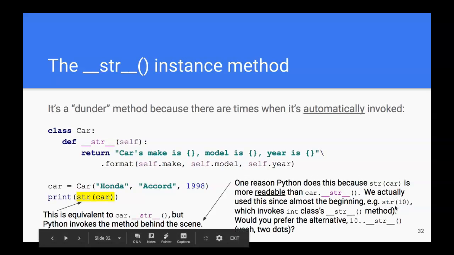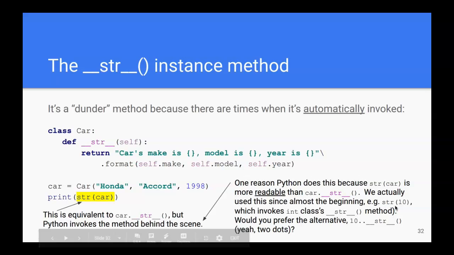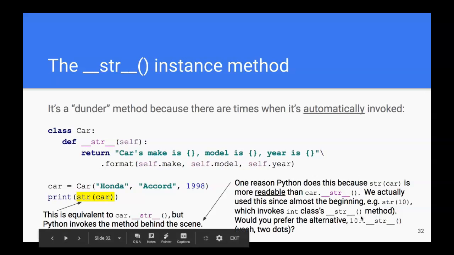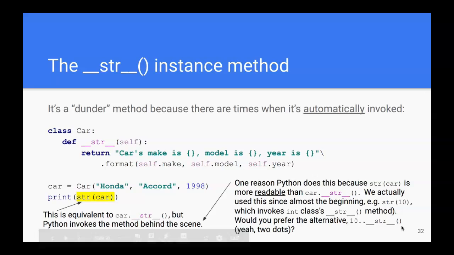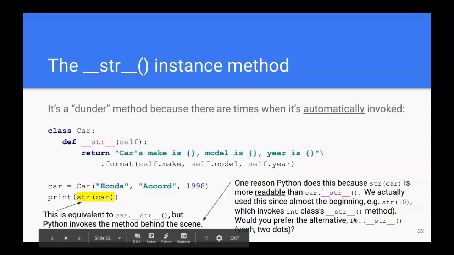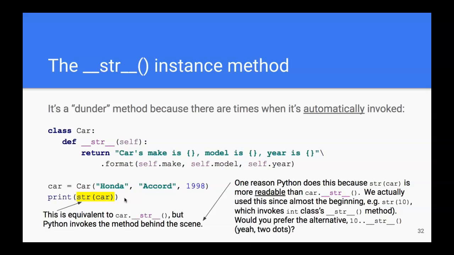Now, if you actually want to explicitly invoke int's dunder string method, you can write something like that. And I hope you agree with me that this is less readable than just that. Okay, that's why this is actually the preferred way to invoke the dunder string method to retrieve a human readable string about the object.